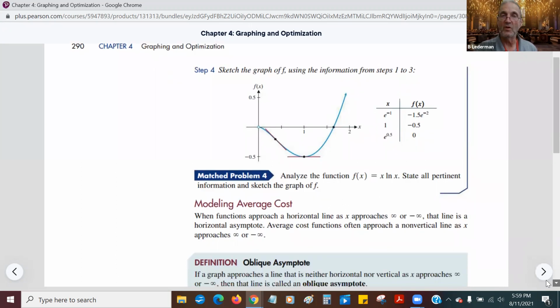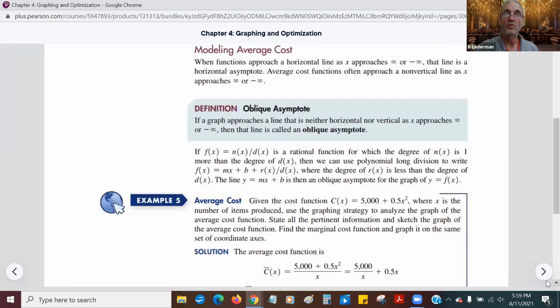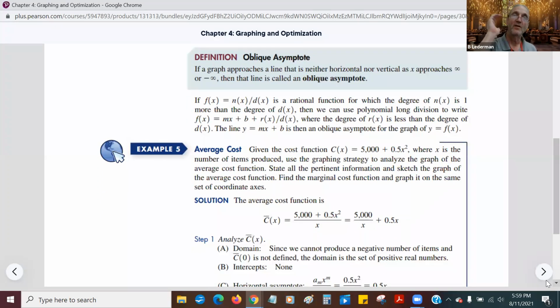Now remember I said there's something called an oblique asymptote. We weren't going to deal with it yet, so we're looking at it now. Oblique is sort of on a slant. The asymptote could be vertical, it could be horizontal, but it could also be oblique, like slanted. The truth is, there are other kinds of asymptotes you could also have. You can actually have a curved asymptote. But right now we're just looking at straight asymptotes. So if the graph approaches a line that is neither horizontal nor vertical as x approaches plus or minus infinity, then we say that's an oblique asymptote.